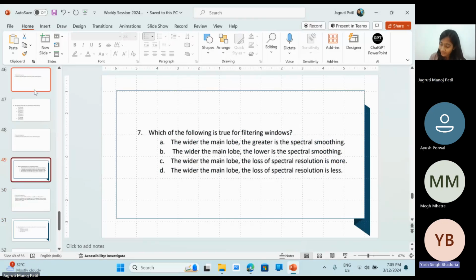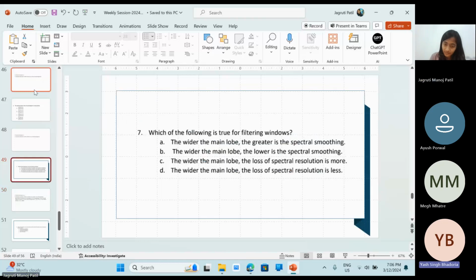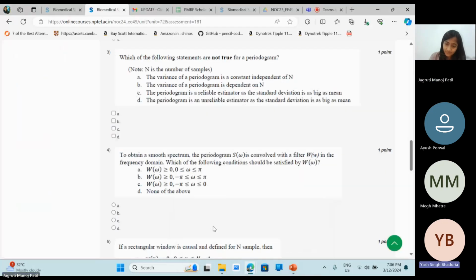Here it is given: the wider the main lobe, the greater is the spectral smoothing. I think this is the answer, 7th A. Okay. So by taking this reference, now open that question.